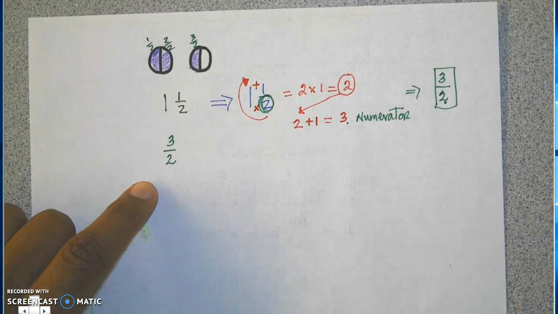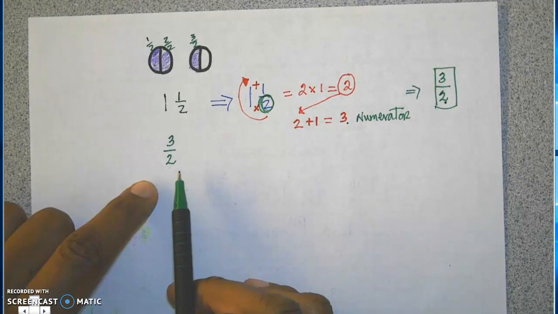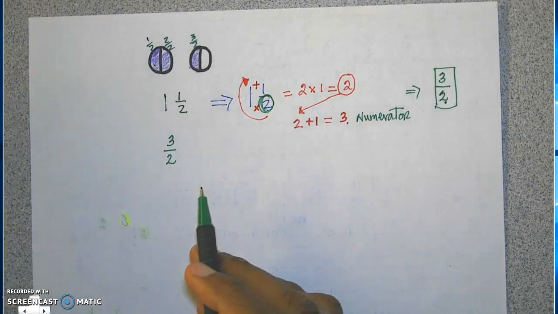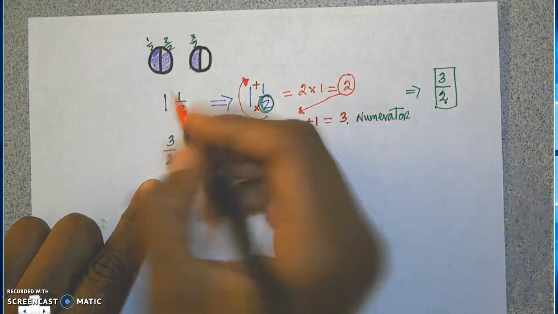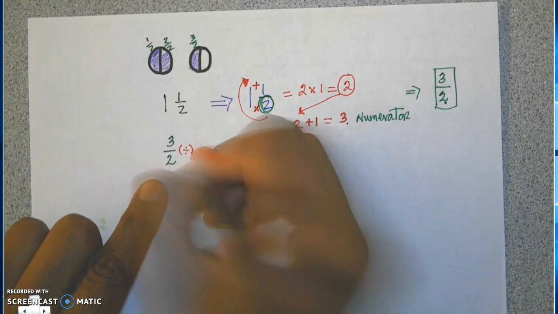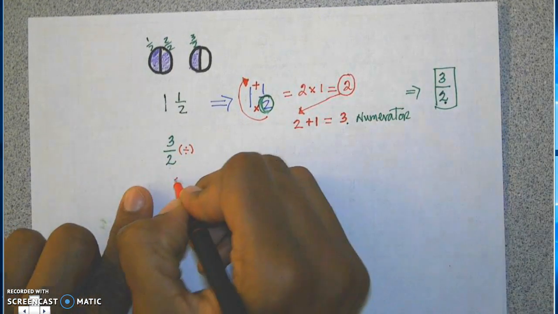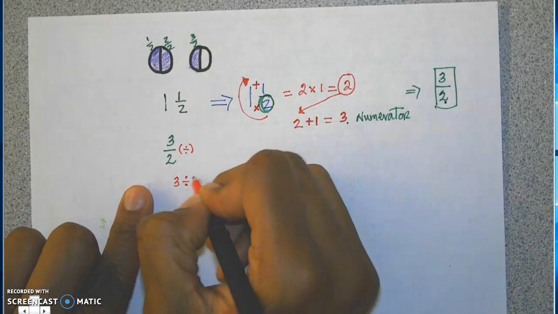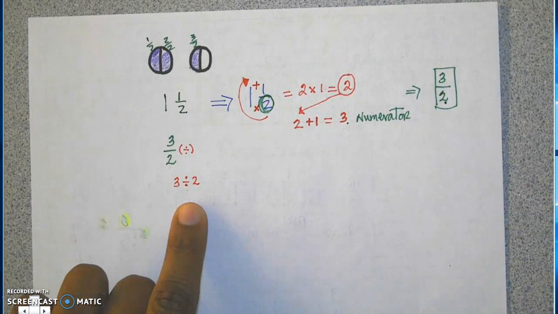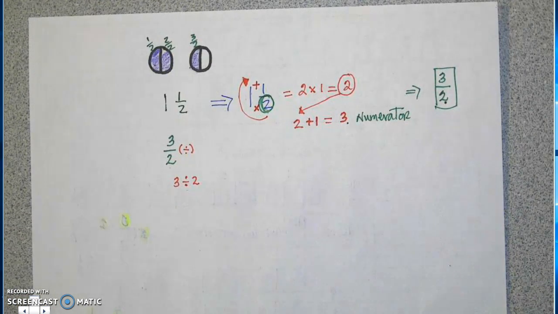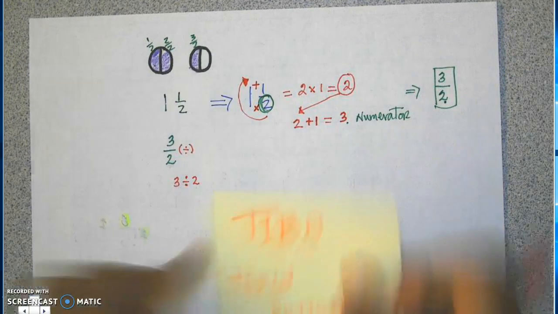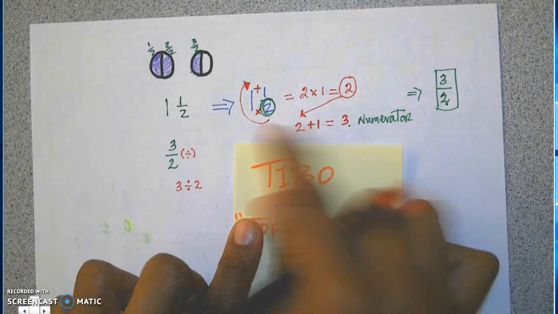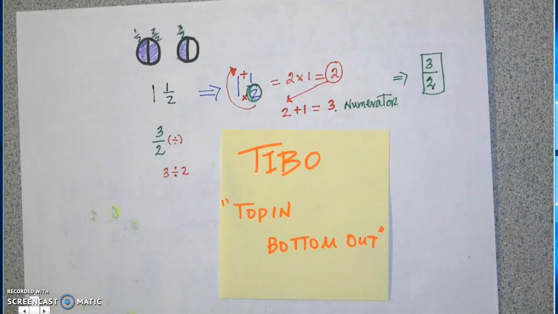How do we convert an improper fraction to a mixed number? We divide. Remember, a fraction is a division problem. This says 3 divided by 2. The numerator is divided by the denominator. 3 divided by 2. We have something we call TIBO, which means top in, bottom out.